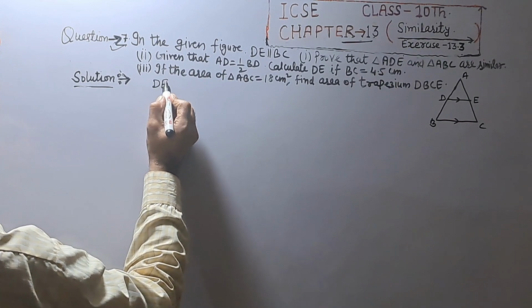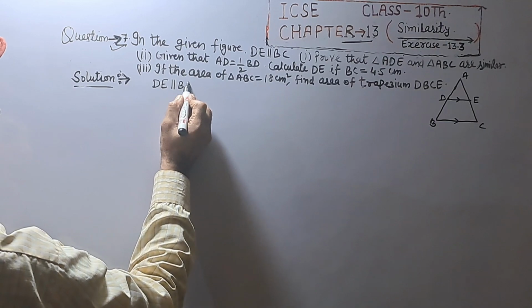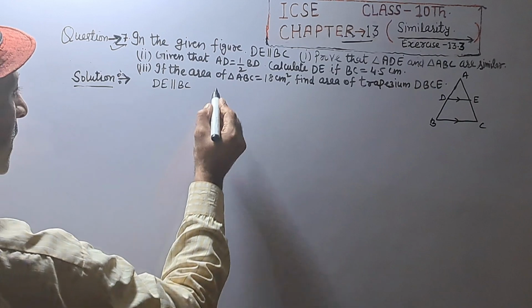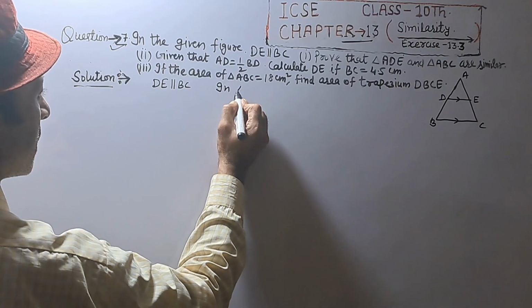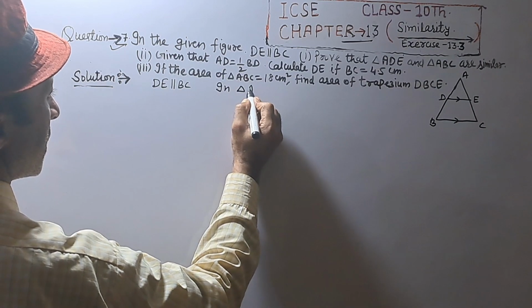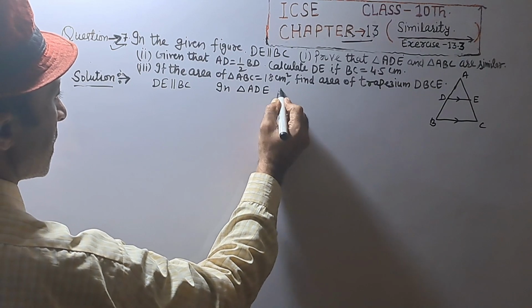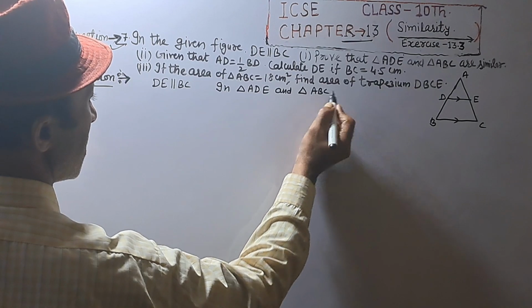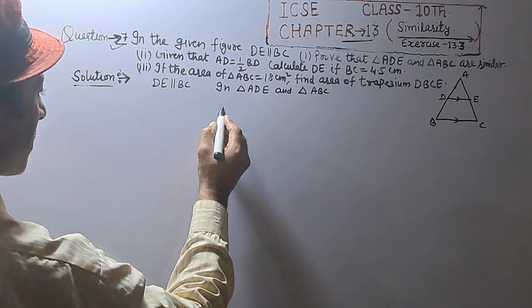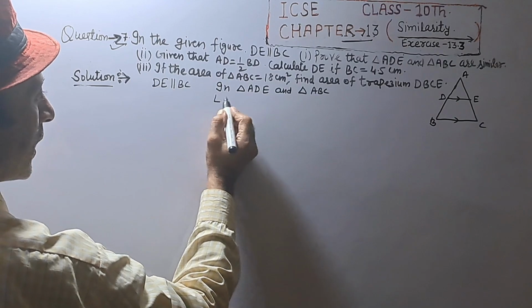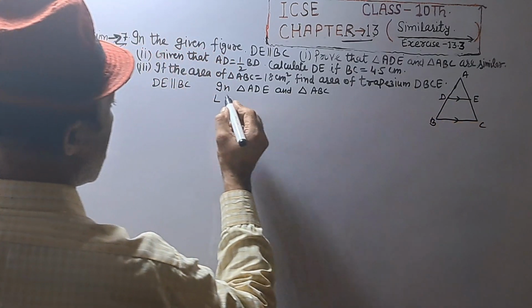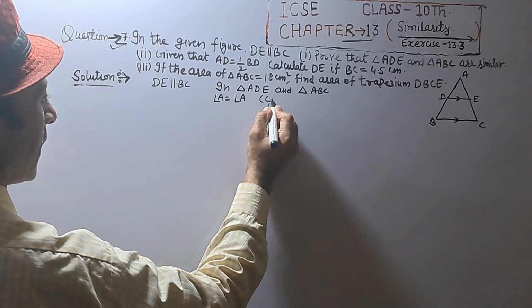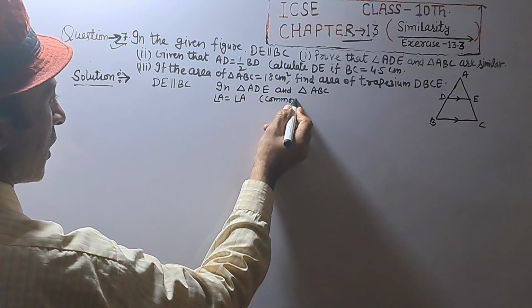Given DE is parallel to BC. In triangle ADE and triangle ABC, angle A is equal to angle A, common.